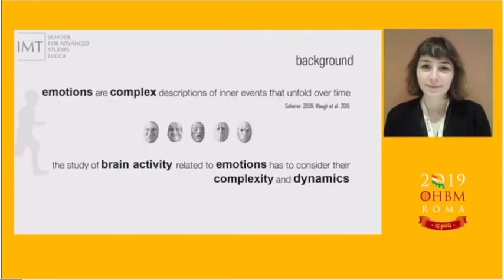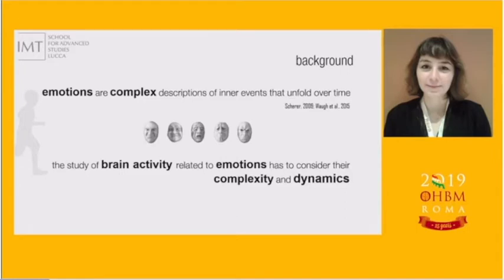And emotions are at the same time so fundamental and still so confusing and difficult to properly investigate, since they are very complex descriptions of inner events that involve several components and that also have a specific time course. So emotions have onset and offset, and they're not related to just a point in time.